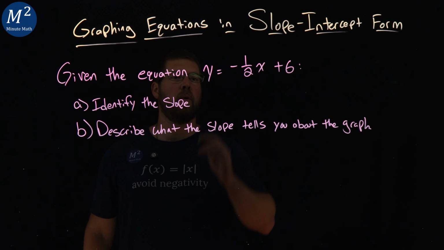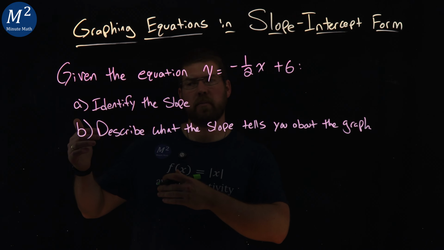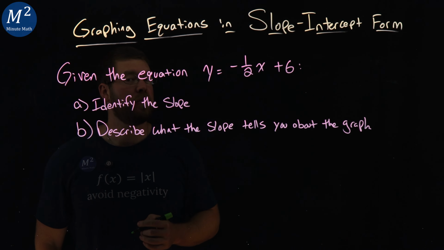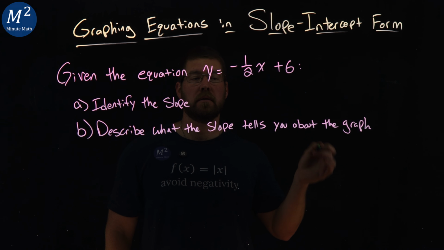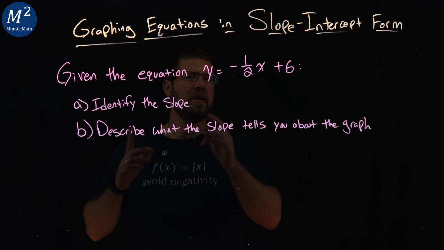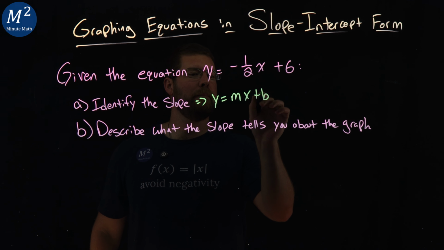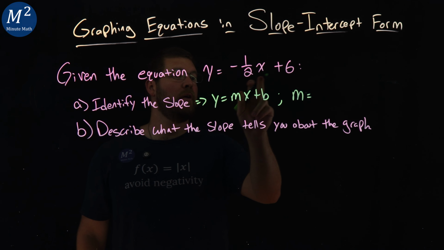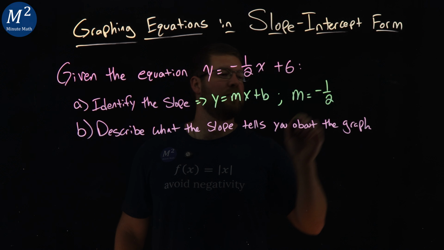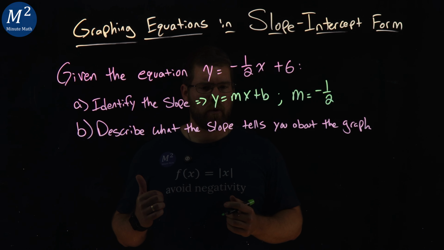Given the equation y equals negative 1/2 x plus 6, let's have these two parts here. A, identify the slope, and B, describe what the slope tells you about the graph. Well, this equation is in the form of y equals mx plus b, and m is our slope. So the value right in front of x is negative 1/2. Pretty quick and easy. We have the slope. We identified it, negative 1/2.